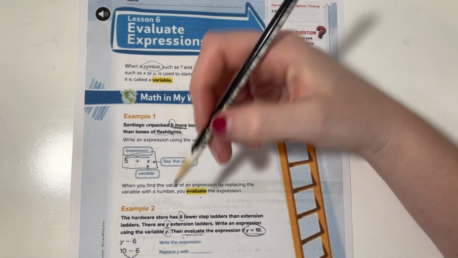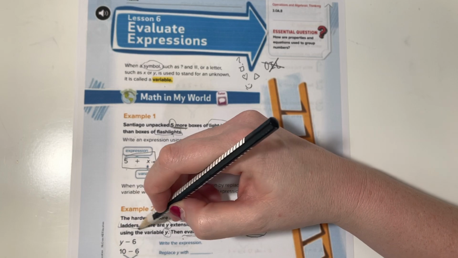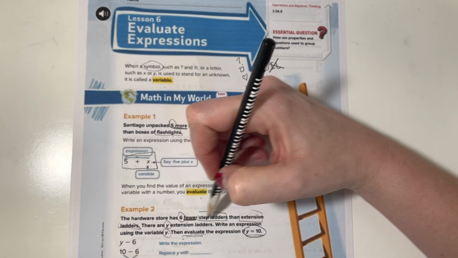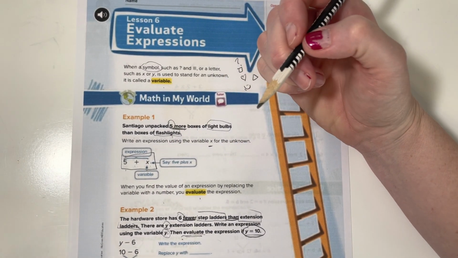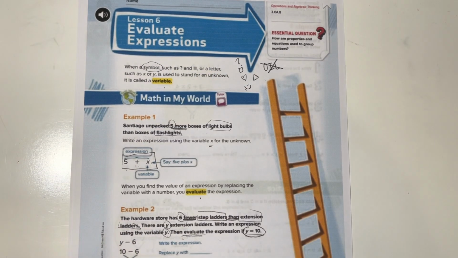Look at our keywords. We know we're talking about a step ladder, right? We know we're talking about extension ladders. But look at these keywords. Fewer than, right? So look back at the back wall. Fewer than, if you see those words fewer than, are they by the addition sign, the subtraction sign, the multiplication sign, or the division sign? They're by subtraction because fewer than tells us that we're going to subtract. So it does it for you. It writes the expression for you, Y minus 6.